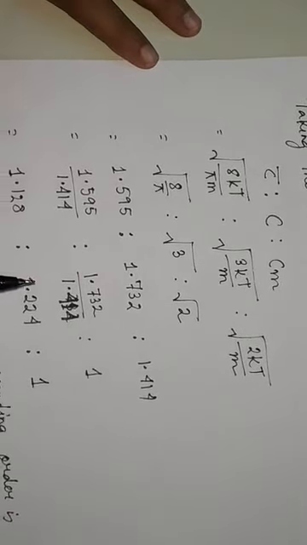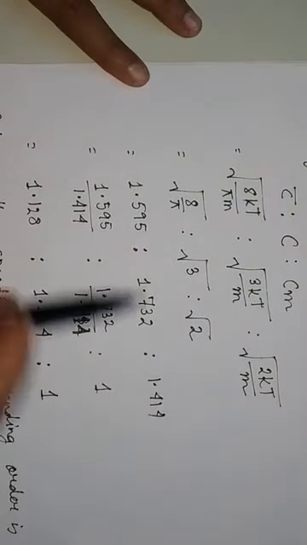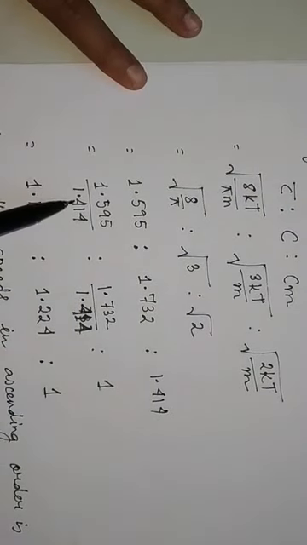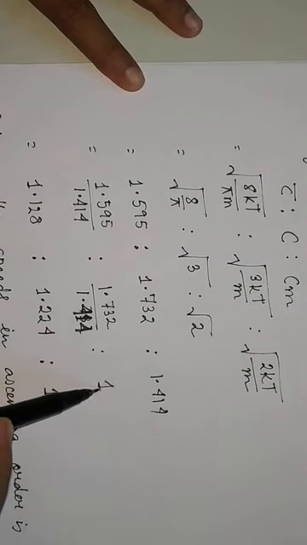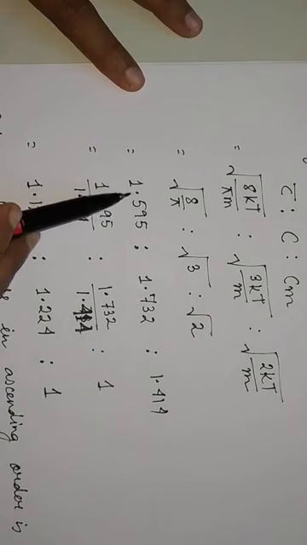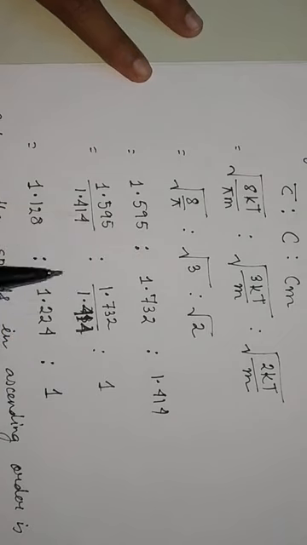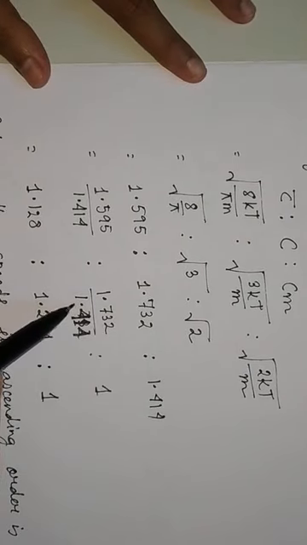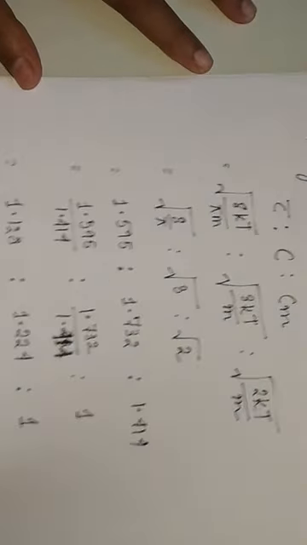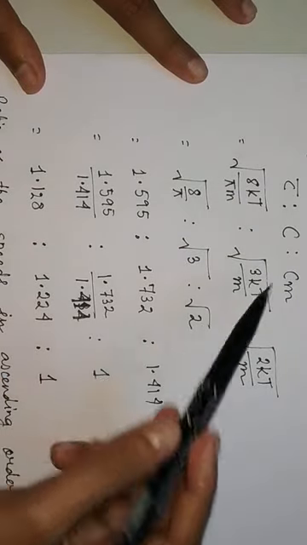So the smallest one is 1.414. What we will do is divide each of these numbers by 1.414, the smallest one. If we divide it by 1.414 we will have 1. For the first term we will have 1.595 divided by 1.414, which will give us 1.128, and for the second term dividing by 1.414 we will get 1.224, and then we have 1. So this is the ratio of C bar, C and Cm.